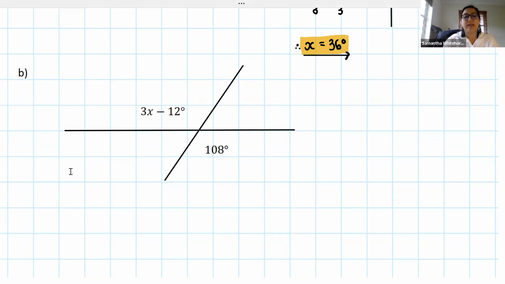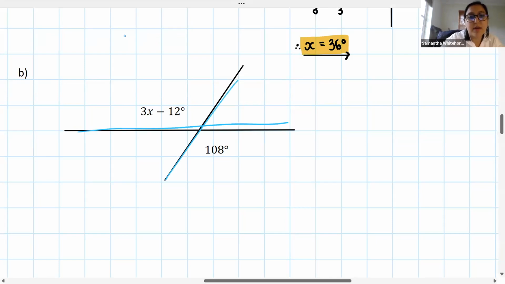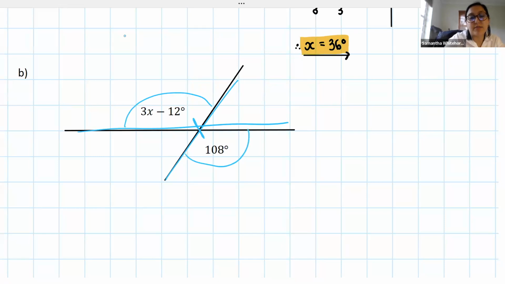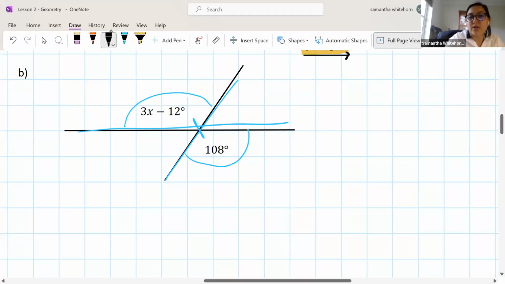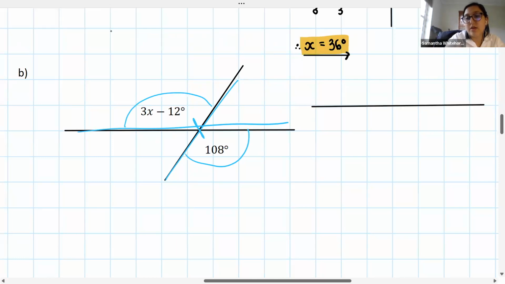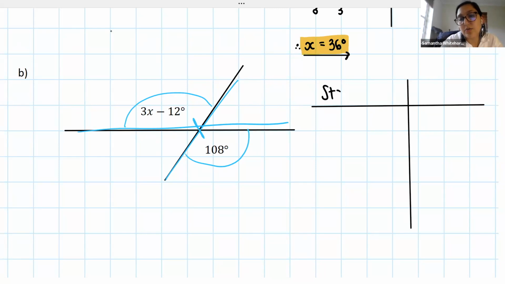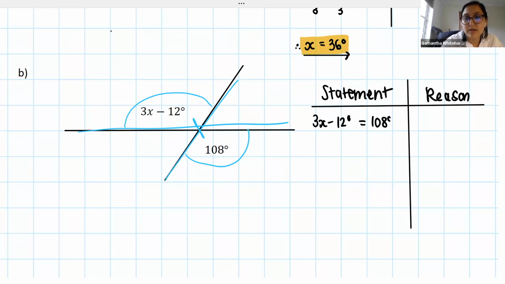Okay, so guys, exactly. We know that these are vertically opposite angles because here's that cross shape. They're opposite each other at the point of intersection. So that means that this angle 3x minus 12 is equal to the angle of 108 degrees. Okay, so based on that fact, I want you guys to go and try solve for x for me. So you're doing this by yourselves, give it a try. I will put the initial statement down for you. 3x minus 12 degrees is equal to 108 because of vert-op angles.